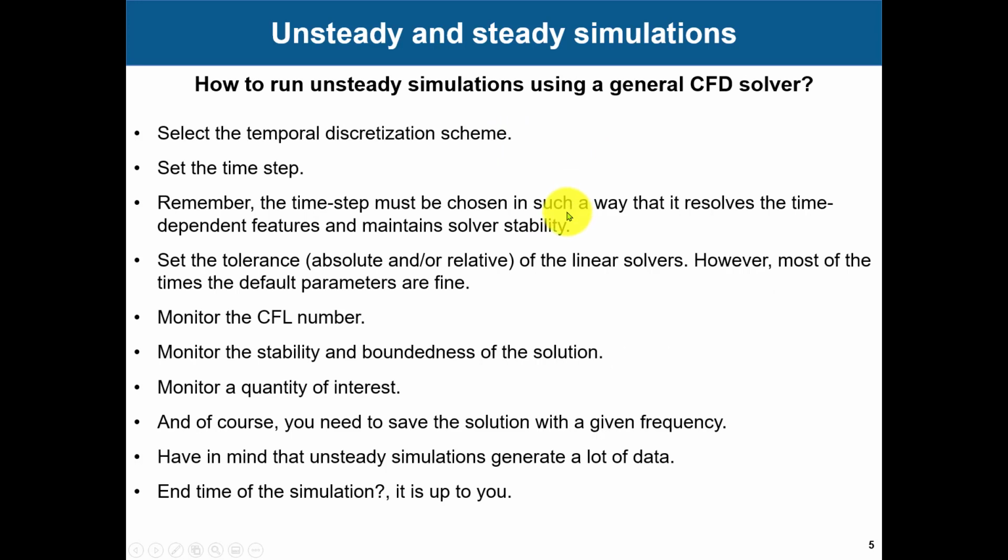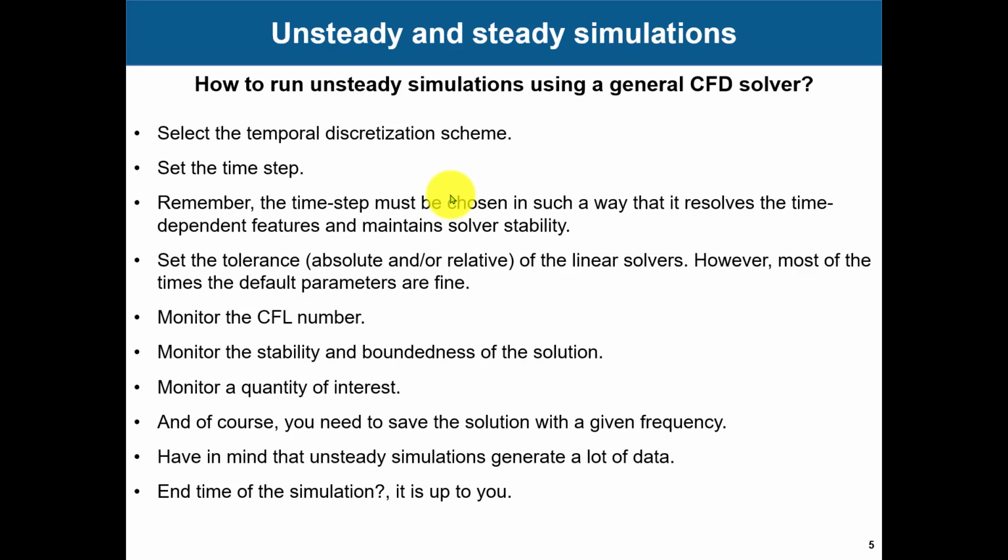So how do we run unsteady simulations using a general CFD solver? This discussion is general, and we already did it in the previous tutorial, the cylinder. Basically, you need to select your temporal discretization scheme and set the time step, which is not very straightforward to do. You need to know some frequencies in your problem, some time scales, but by monitoring the CFL numbers you can get an idea of that. Remember that you need to choose this time step in such a way that it resolves your time dependent features, but also maintains solver stability.